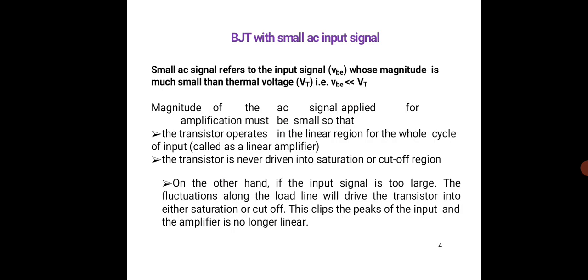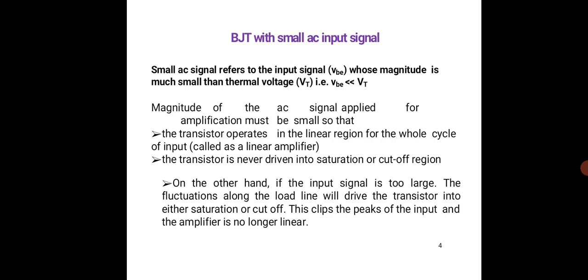So the small AC signal refers to the input signal vbe. As I told you, whenever it is mentioned in lowercase, then it is an AC signal. Its magnitude will be very much smaller than the thermal voltage VT. The magnitude of the AC signal applied for amplification must be small so that the transistor operates in the linear region for the whole cycle of input, which we can term a linear amplifier. We should be very careful that the transistor is never driven into the saturation or cutoff region.